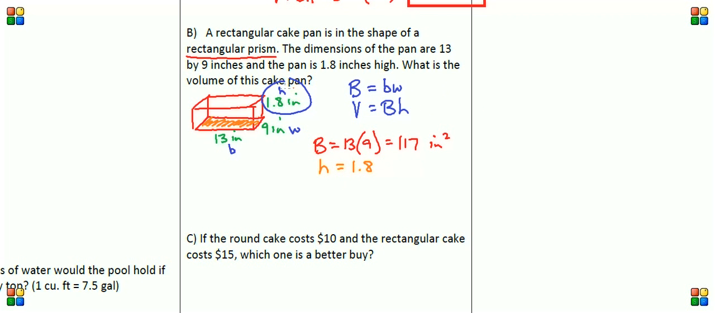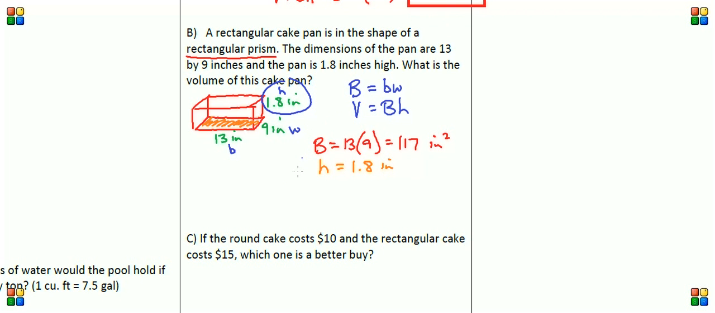Again, class, identify that in advance. That way, I've noticed some of your work. Some of you will then go ahead now and put 9 back down here. Look back at your drawing. You see you circled 1.8. You identified that as the height. So the height is 1.8 inches.